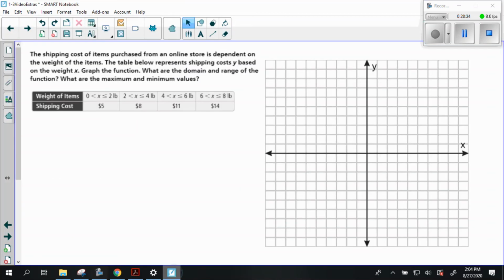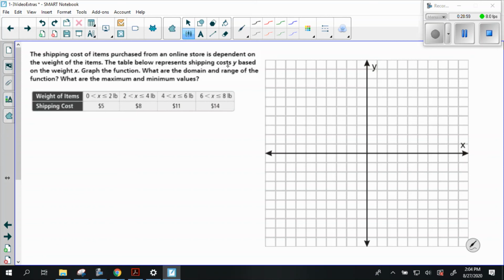So we've got shipping costs of items purchased from an online store. Let's see, it depends on the weight. But essentially, if you ship an item between 0 and 2 pounds, you're going to pay $5. Between 2 and 4 pounds, $8, and so on.